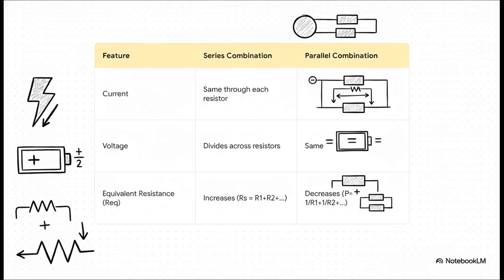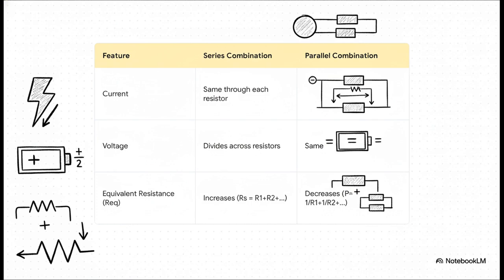This table is incredibly important. Let's break it down. In series, since there's only one path, the current is the same everywhere, but the voltage gets divided among the resistors, and the total resistance simply adds up. It increases. Now, in parallel, it's the opposite. The voltage is the same across each resistor, but the current divides. And here's the interesting part. The total resistance actually decreases.